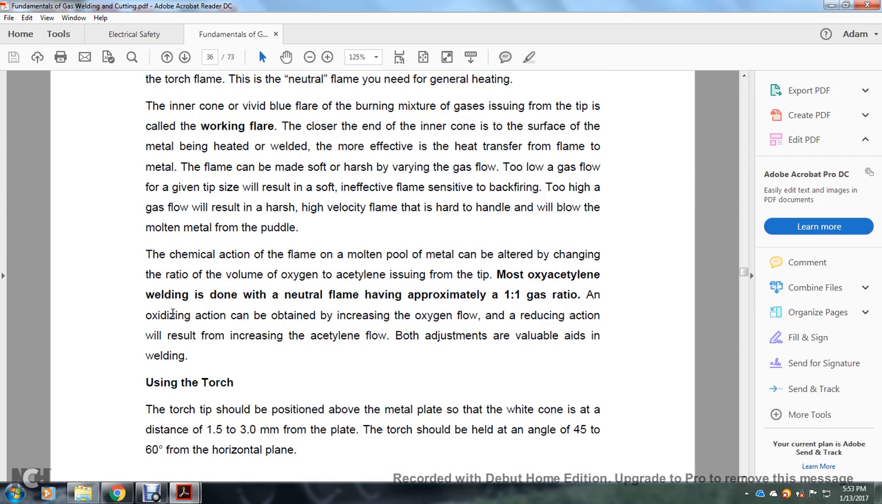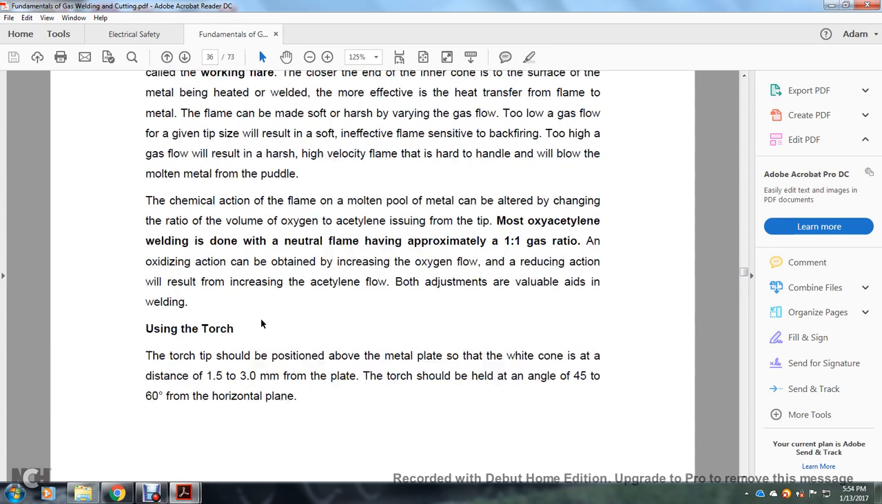The chemical action of the flame in the molten metal pool can be altered by changing the ratio of the volume of oxygen and acetylene issuing from the tip. Most oxyacetylene welding is done with a neutral flame, having approximately a 1-to-1 gas ratio. An oxidizing action can be obtained by increasing the oxygen flow. A reducing action will result from increasing the acetylene flow. Both adjustments are visually valuable aids in welding.